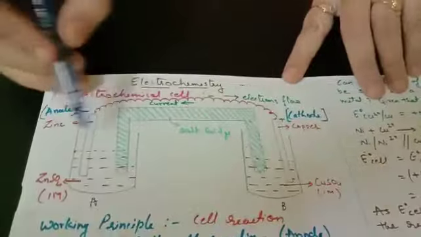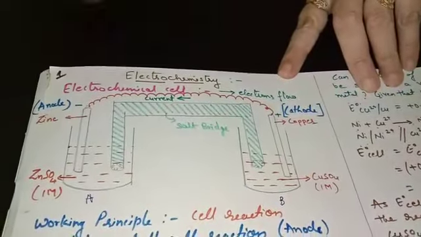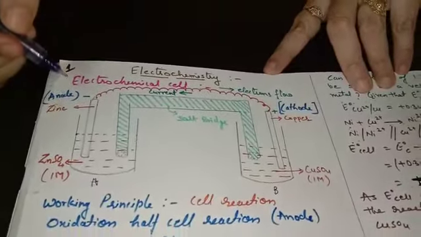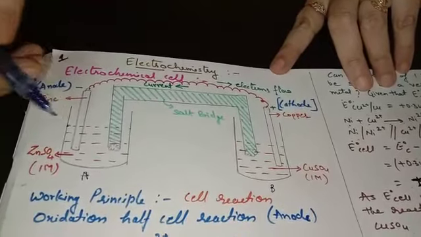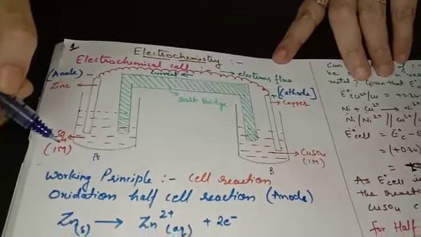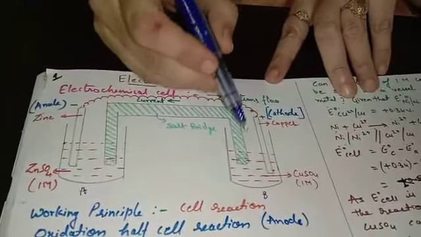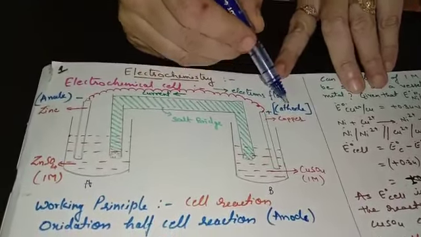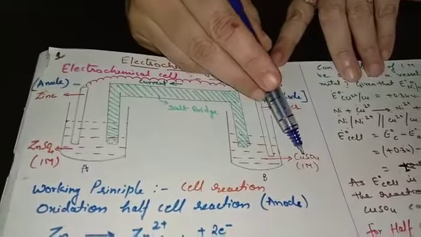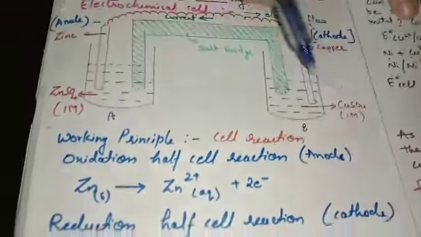Now coming to the diagram, if we are going to see the electrochemical cell, here I have made a diagram in which I have made two beakers, A as well as B. In beaker A, I have dipped a zinc rod in a zinc sulfate solution whose concentration is 1 molar, and this zinc sulfate acts as an electrolyte. Similarly, in beaker B, I have taken a copper rod dipped in a copper sulfate solution, concentration 1 molar, and here copper sulfate again acts as an electrolyte.